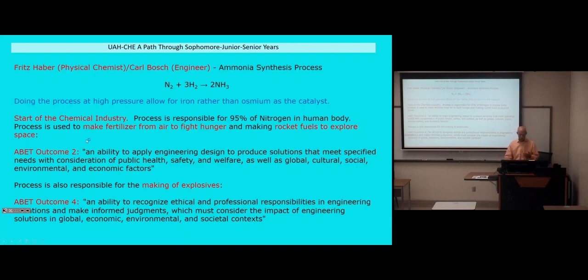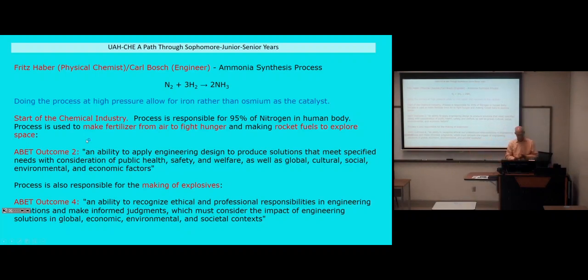So this kind of covers ABET Outcome 2, an ability to apply engineering design to produce solutions that meet specified needs with considerations of public health, safety, and welfare, as well as global, cultural, societal, environmental, and economic factors. The process is also used for making explosives.